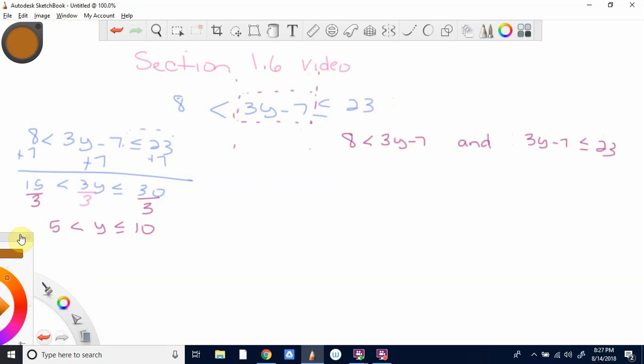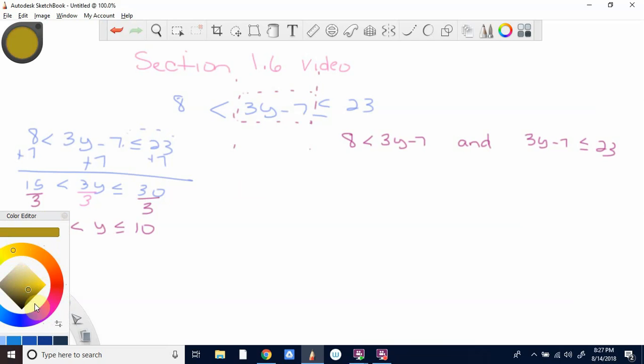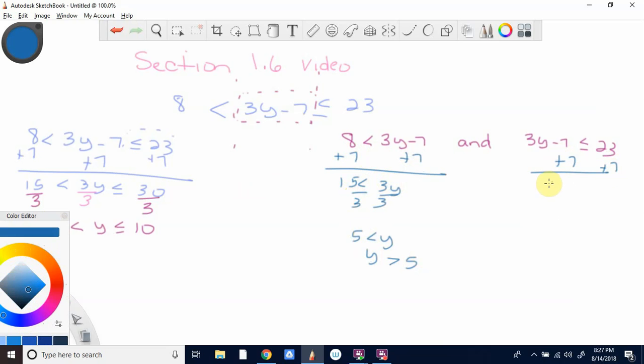We're going to add 7 to both sides. We have 15 less than 3y. Divide by 3, divide by 3, and we get 5 less than y. I'm going to flip this to say y greater than 5. Here we're going to add 7: 3y less than or equal to 30. Divide by 3, y less than or equal to 10.